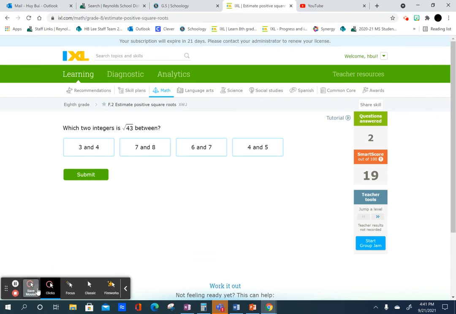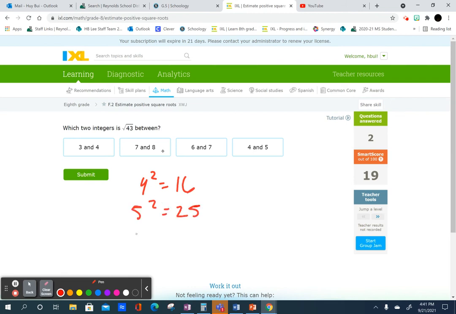And this is just another way of looking at the problem. We got 43 between which two integers? So the square root of 43. So if we think about our squares, let's just guess 4 squared is 16. 5 squared is 25. I'm not going to do all of them. 6 squared is 36. Okay, that's pretty close. And 7 squared is 49.